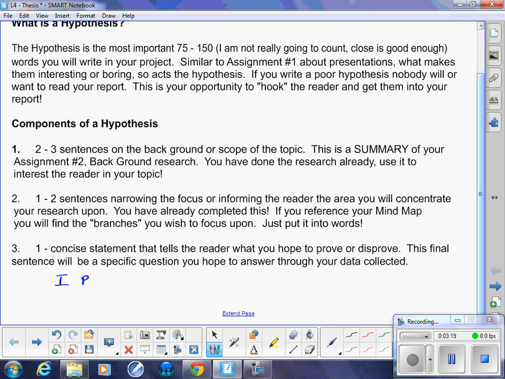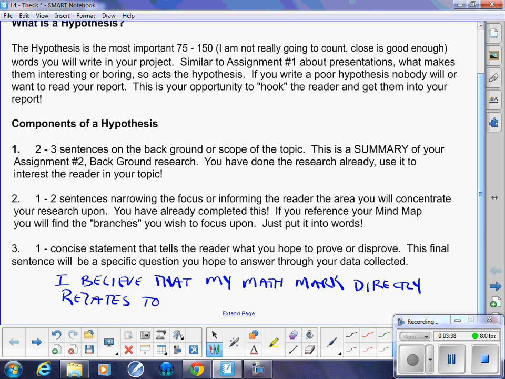I believe that my math mark directly relates to the greatness of my math teacher, for example. I mean, that would be a very interesting report. I know at least one individual who would be immediately hooked on the topic.